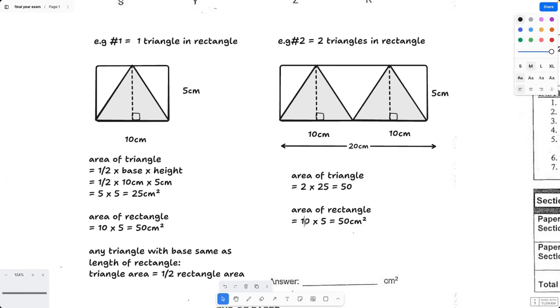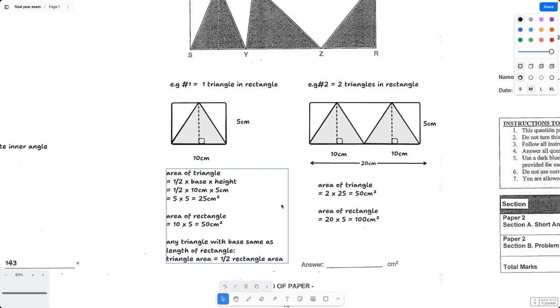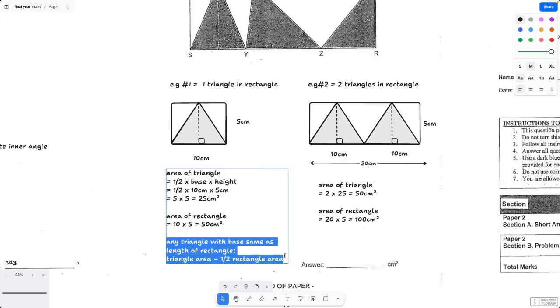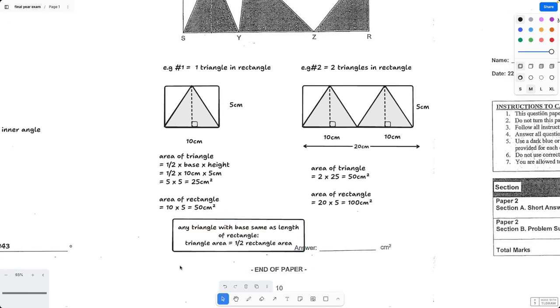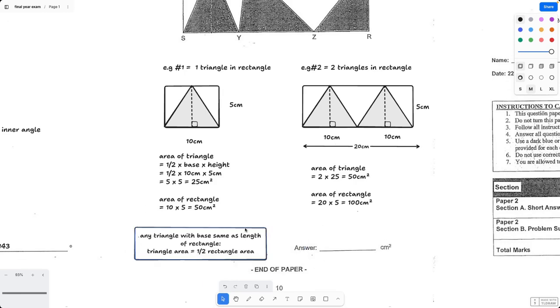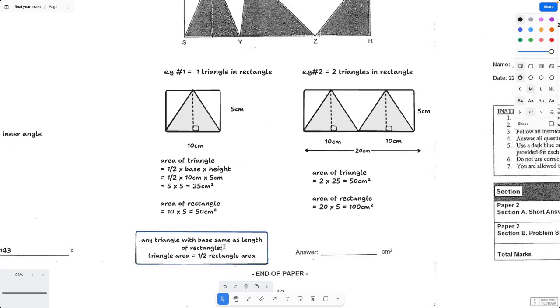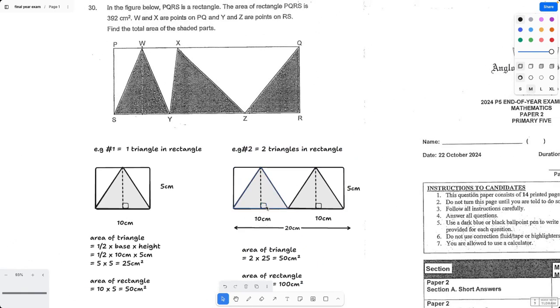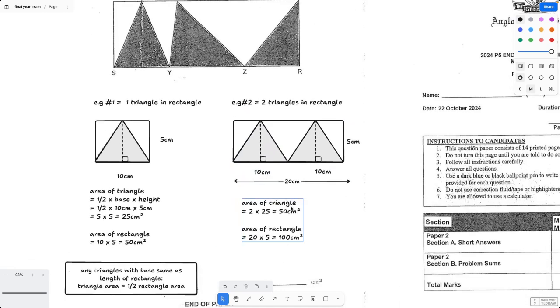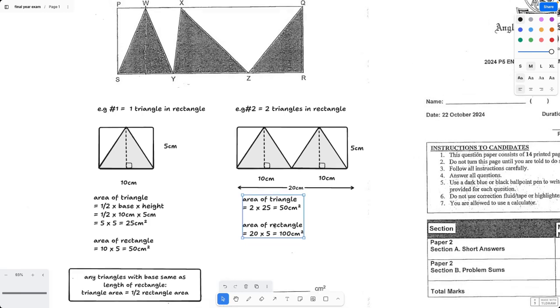What about the area of the rectangle? The area of the rectangle is 20 times 5. It gives 100 centimeters squared. Do you see the correlation? So any triangle with the base of any length, I'm going to put a rectangle here and write this down. Any triangle with base the length of the rectangle is basically equal to half of the rectangle. So you can see that even if it's 10 centimeters and 10 centimeters, it will always be half of the rectangle.